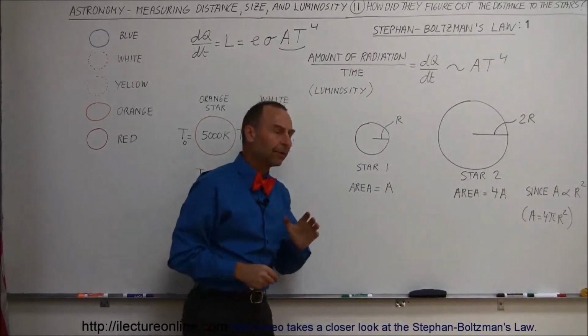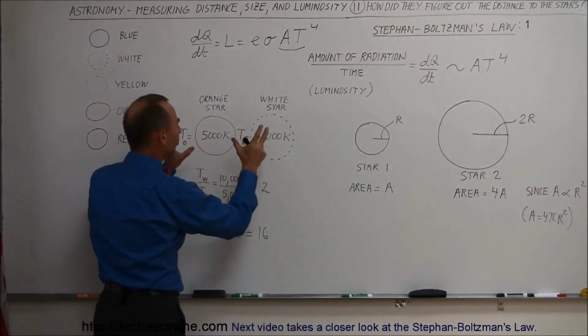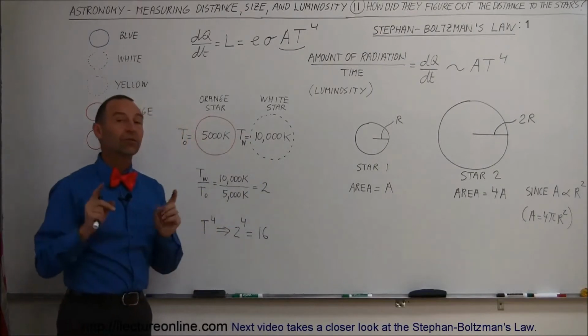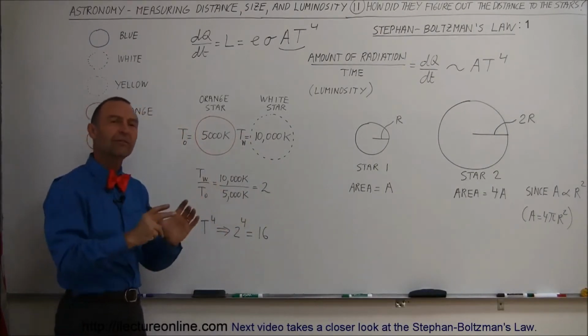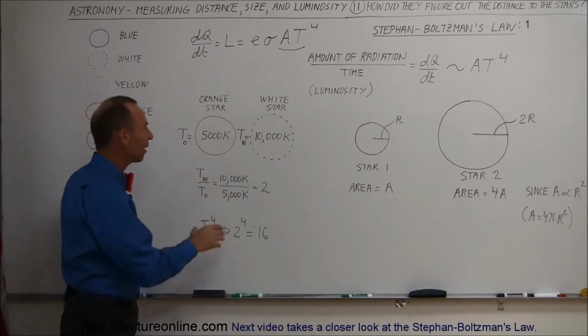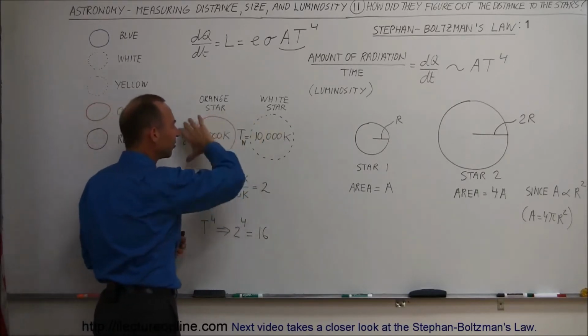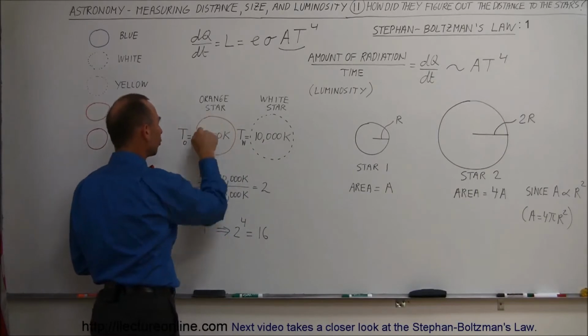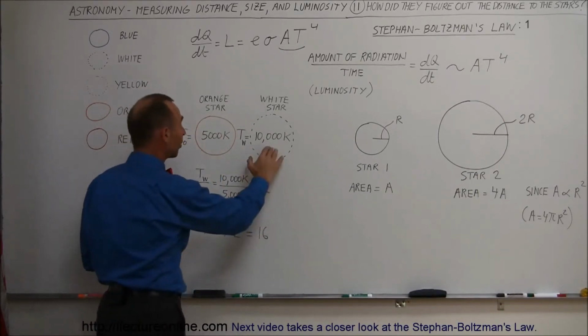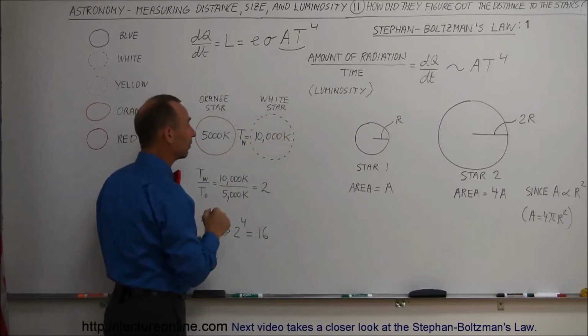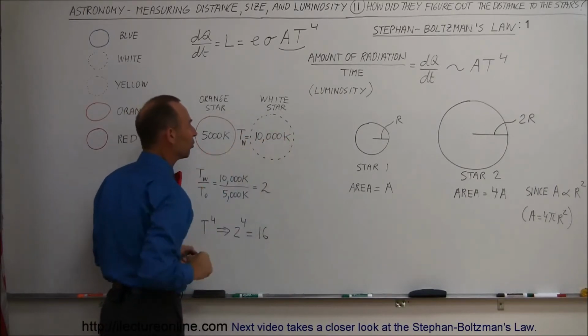On the other hand, let's say we have two stars that are the same in size, but they're different in color. Now we will learn soon enough that that's not possible, but just for the sake of argument, let's assume that is the case. We have two stars that are the same size, same surface area, but this is an orange star where the surface temperature is 5,000 Kelvin, and here's a white star where the surface temperature is 10,000 Kelvin. So this star is twice as hot as this one.